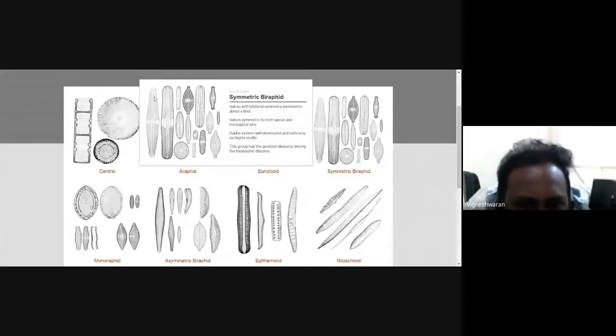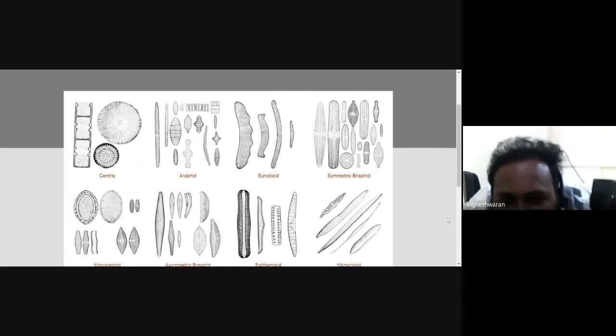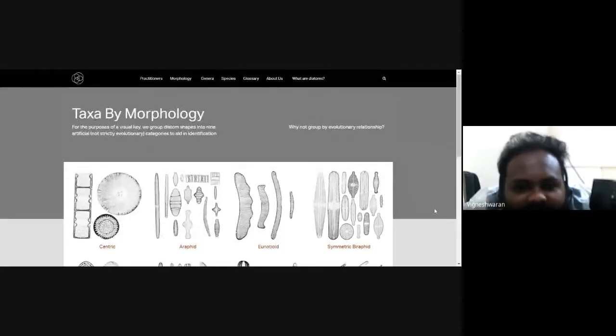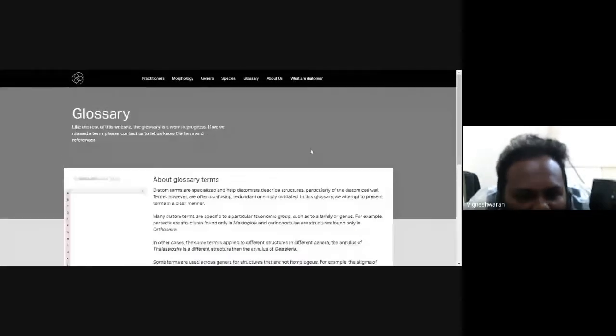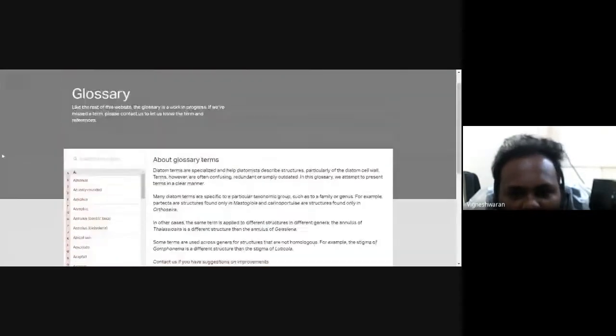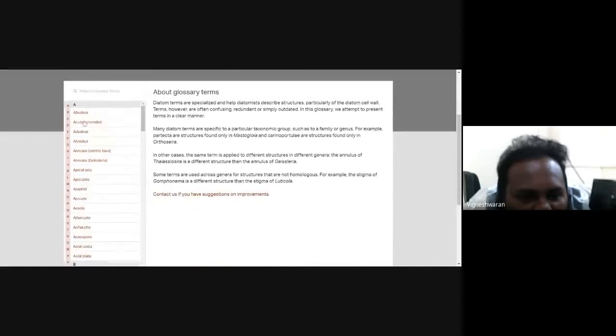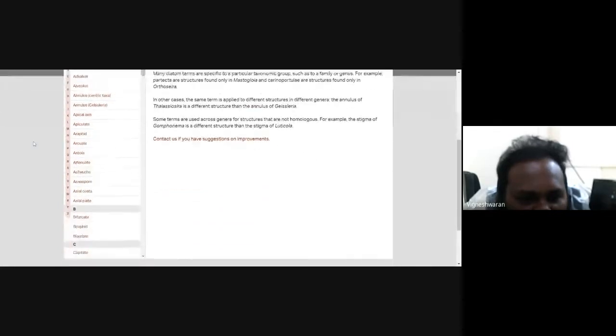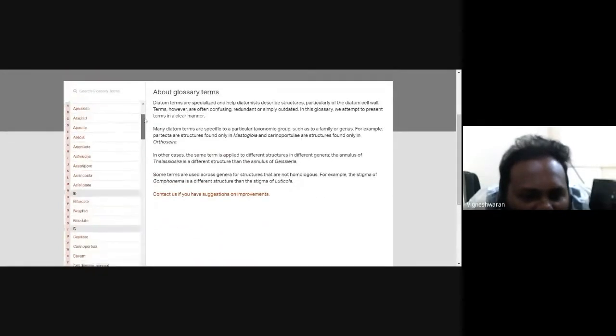Yeah. So this line is called the raphe, and here some small vertical lines are running everywhere. That is called striae. So let's go to the glossary section. I will show you everything very clearly. If you are studying diatoms, in the glossary, whatever terminology we are going to use in a diatom study, they give an example for everything.